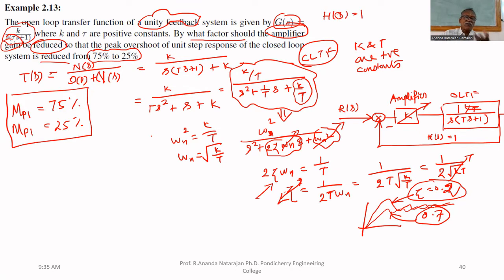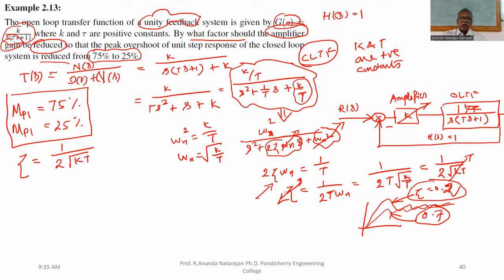By what factor do we have to change K? Because if you increase K, what will happen? Zeta will decrease. Now we have to increase zeta. That's why we have to decrease K. The relation between zeta and K is 1 by 2 root K tau.